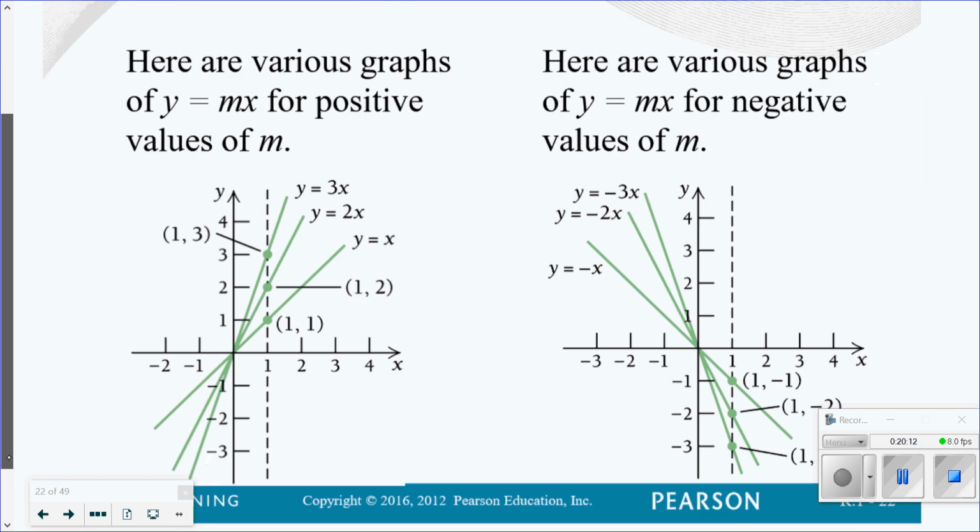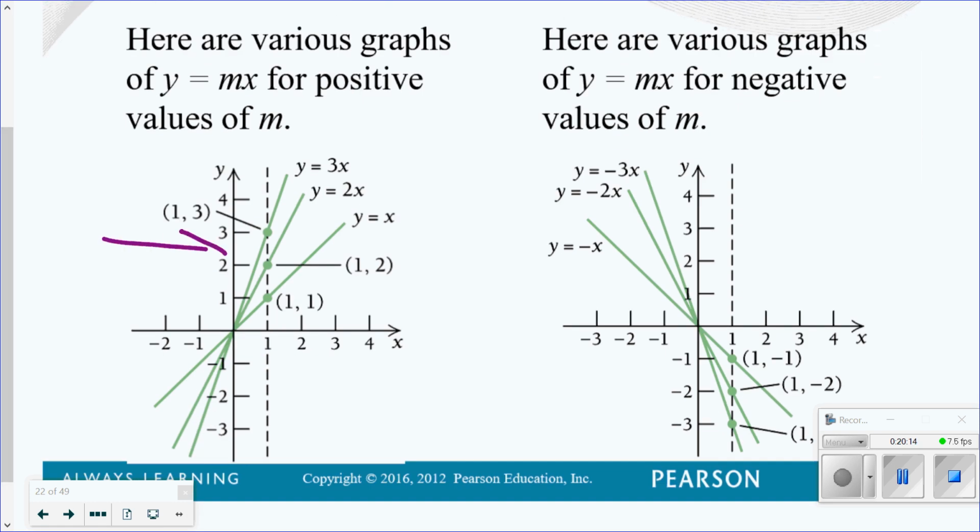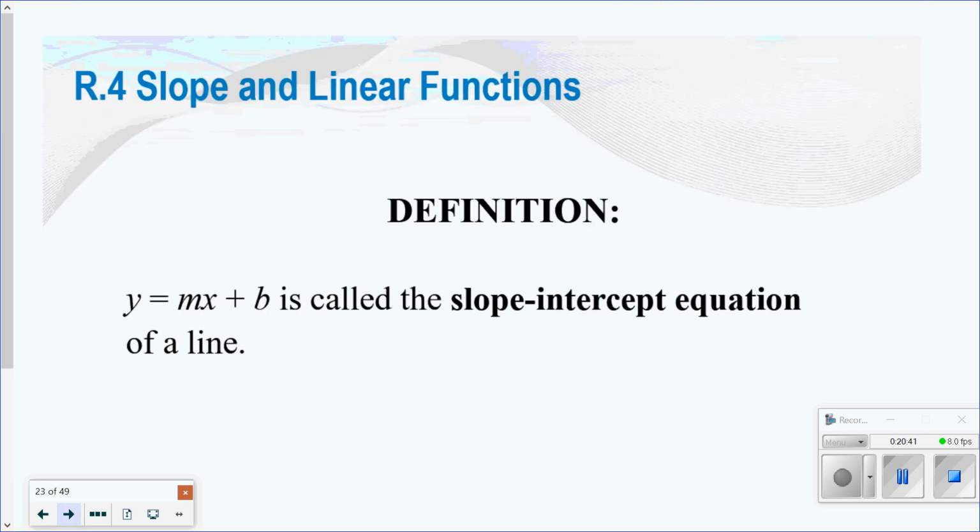If you have a positive slope, the lines will look like these. They start down here and go in this direction. Since we read from left to right, it looks like we're going uphill. These are negative slopes. They start high and get low. So those are examples of negative slopes.